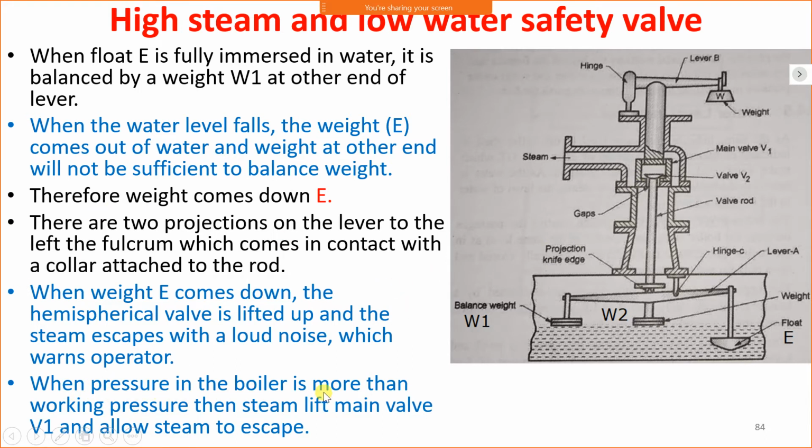When the pressure in the boiler is more than the working pressure, then steam lifts main valve V1. When the pressure of the steam in the boiler is more than the working pressure, then steam moves from this pipe and it lifts the main valve V1. It lifts the main valve V1 and steam escapes from the boiler.